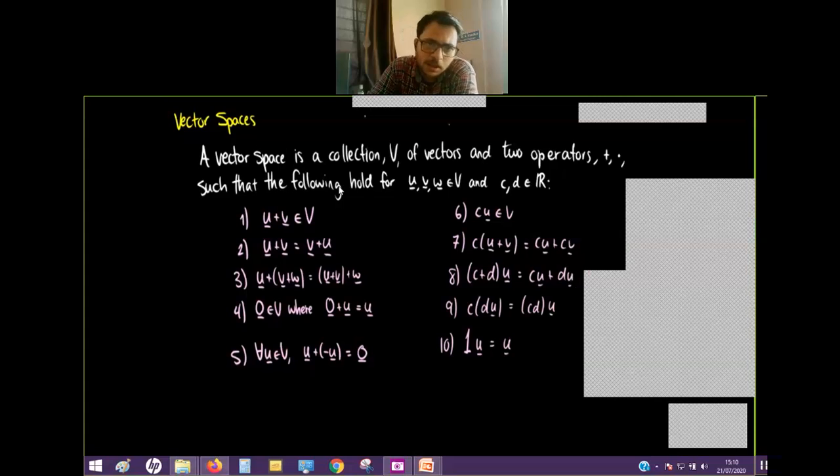A vector space is a collection V of vectors and two operations, addition and scalar multiplication, such that the following hold true for every quantity u, v, w in V. What we did in the previous definition was put it in words, and here they have given it by notations. That is the only difference.